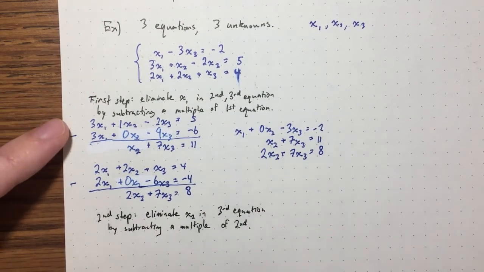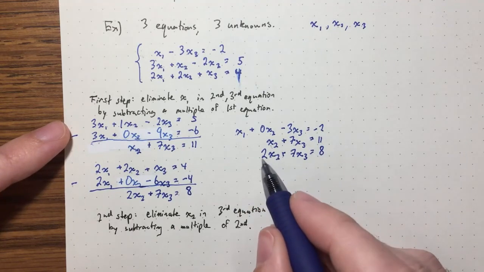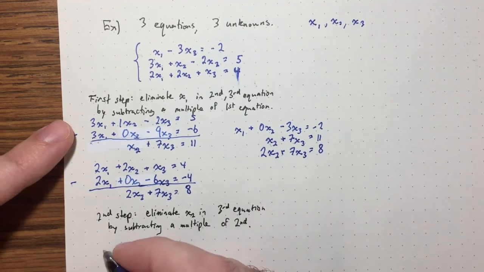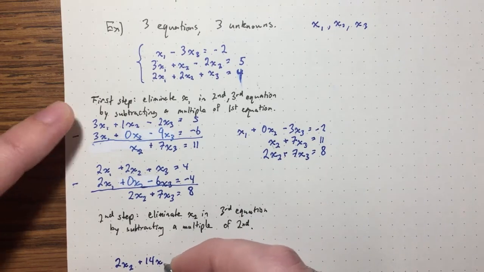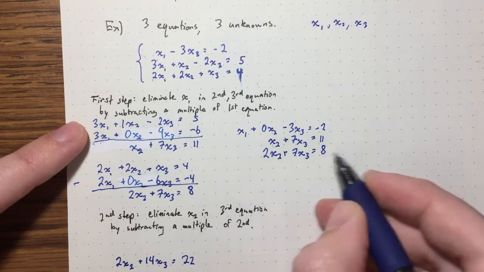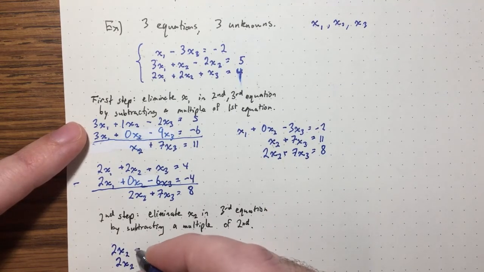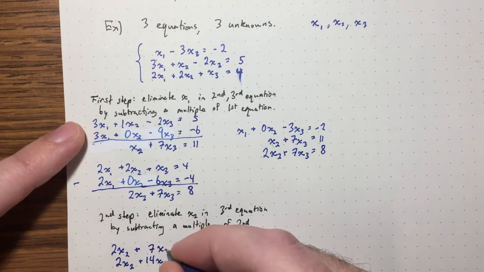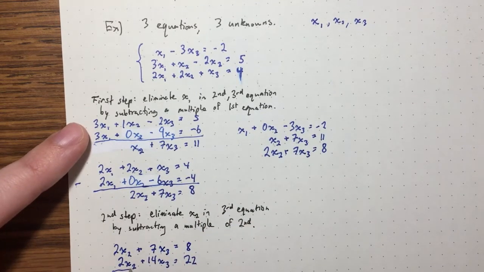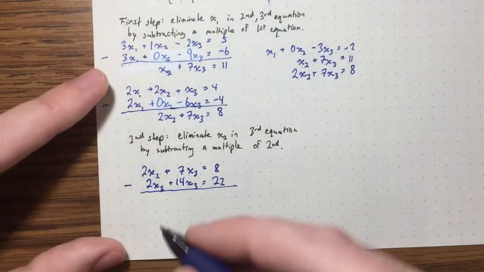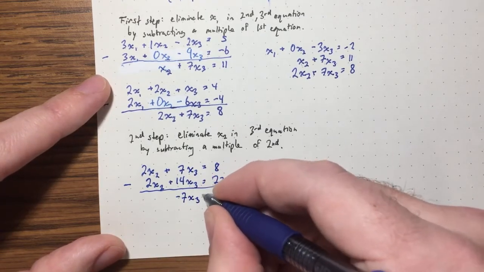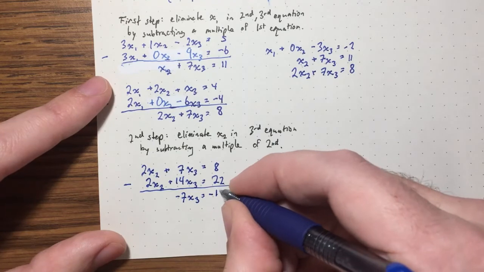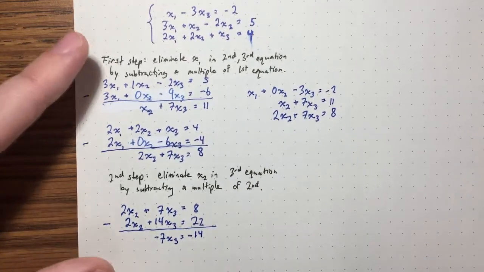What multiple of the second equation should we use? Well, we want this to be 2x2. So I should multiply the second equation by 2. I'm going to do that right here. So I get 2x2 plus 14x3 equals 22. And I'm going to subtract that from the third equation. And then whatever I get, that will be my new third equation. Okay, so subtract. These cancel. I have 7x3 minus 14x3, that's negative 7x3. 8 minus 22 is negative 14, I think. Okay, and that's my new third equation.